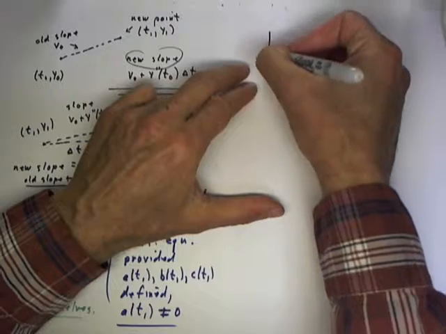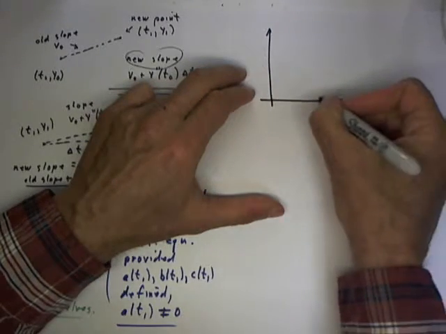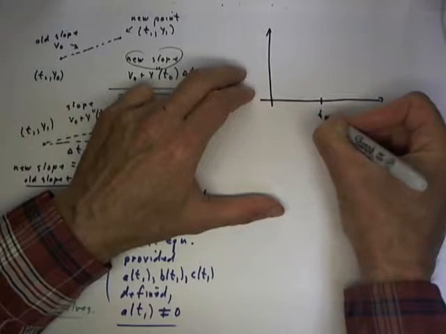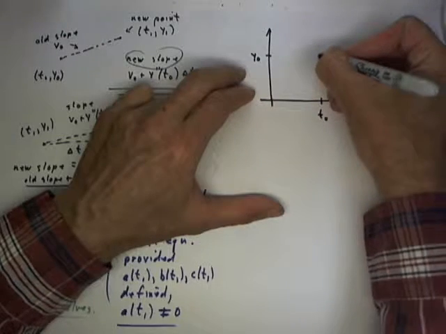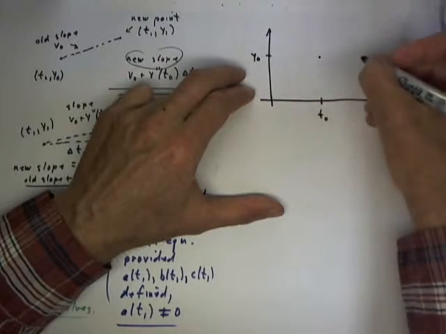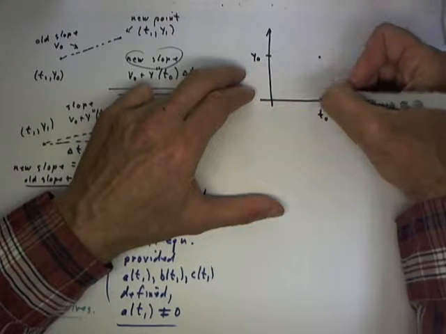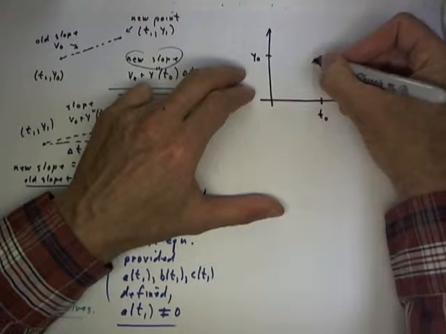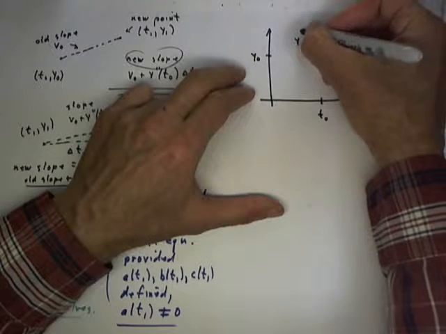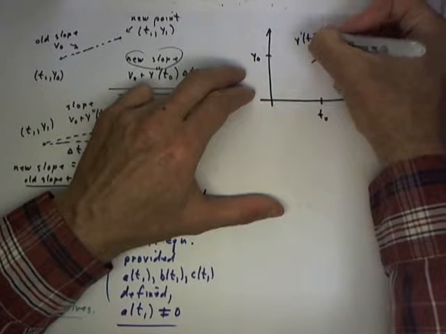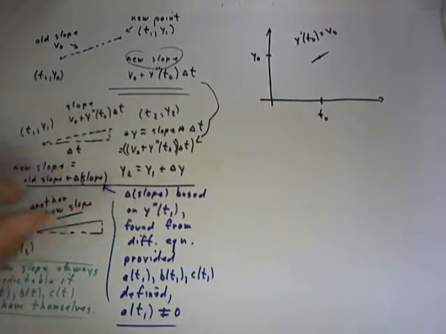Now, our geometric interpretation of this is that we have a point t naught, y naught on a solution curve, and this is our initial condition, that we have this point and that y prime of t naught has some value v naught, which is indicated by a slope.